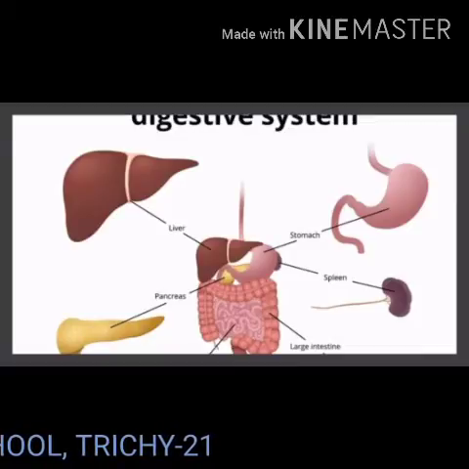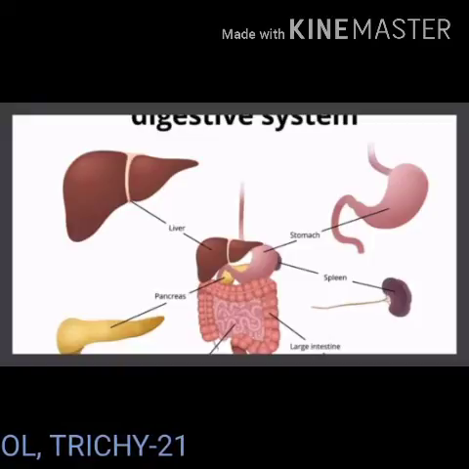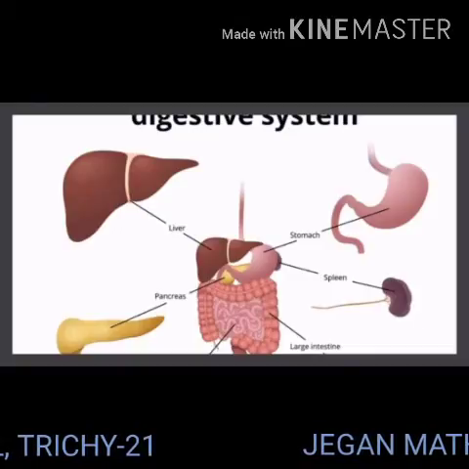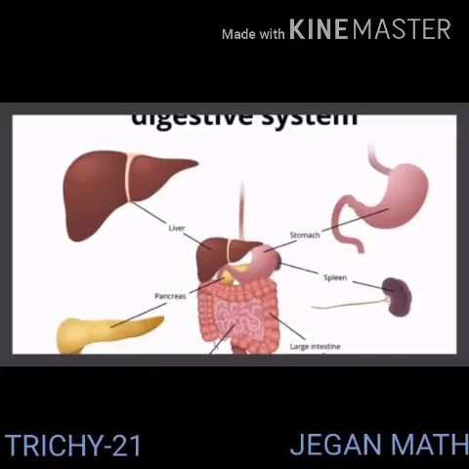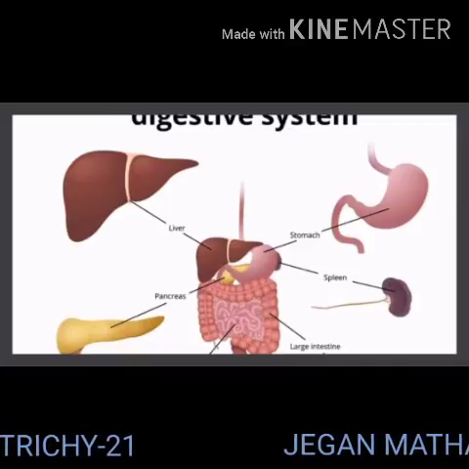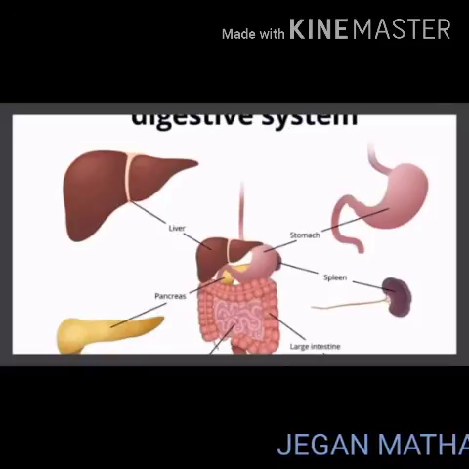Large intestine. The unabsorbed and undigested food is passed into the large intestine. It extends from the ileum to the anus. It is about 1.5 meters in length. It has three parts: caecum, colon, and rectum. The caecum is a small blind pouch-like structure situated at the junction of the small and large intestine.